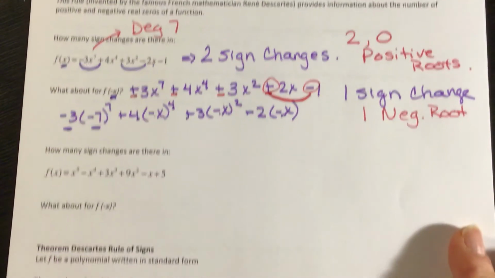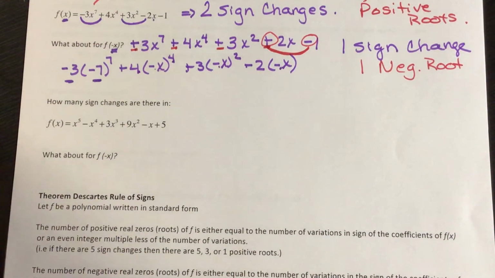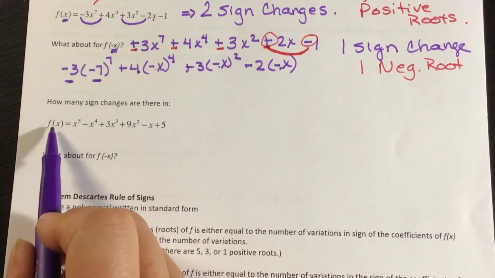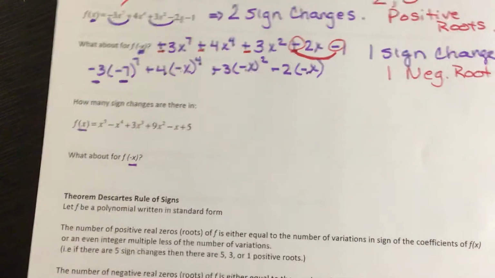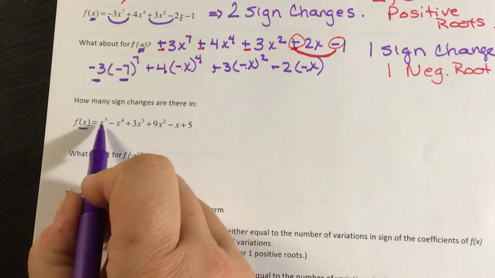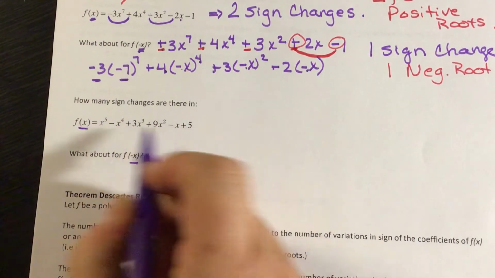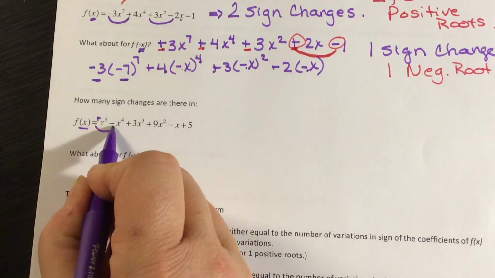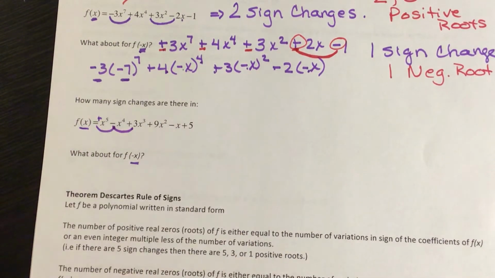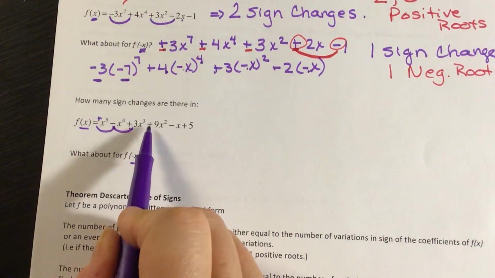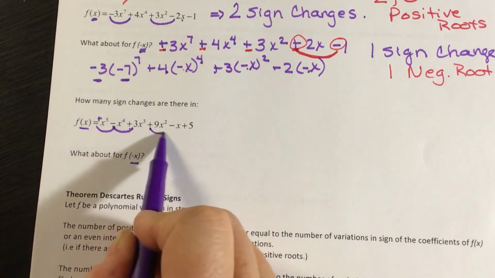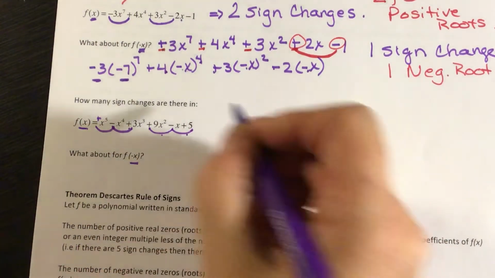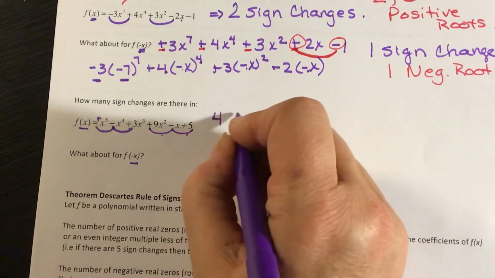Okay? So we're going to do some more practice with this. How many sign changes are in this polynomial for x and for negative x? So if it's just x, I can just go through here and look. So I start with positive and I go to negative. So there's 1. Negative to positive is another 1. Positive to positive is not a change. Positive to negative, and negative to positive. So in this case, if I count, there are 4 sign changes.